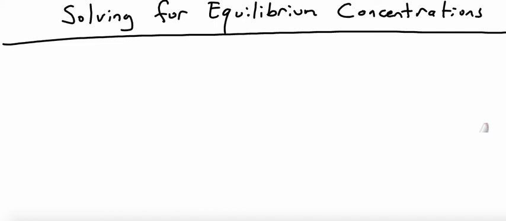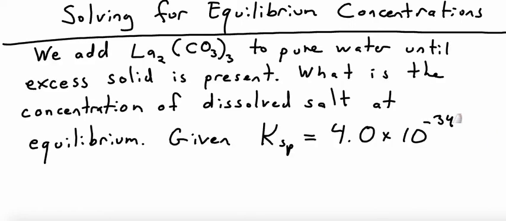We can use the equilibrium constant to solve for the equilibrium concentrations for all the products and reactants in a reaction mixture. Let's do an example. Okay, so we have some lanthanum carbonate and we're going to dump it into water until there's excess solid. So let's look at what that would look like. It'd probably be good to draw a picture.